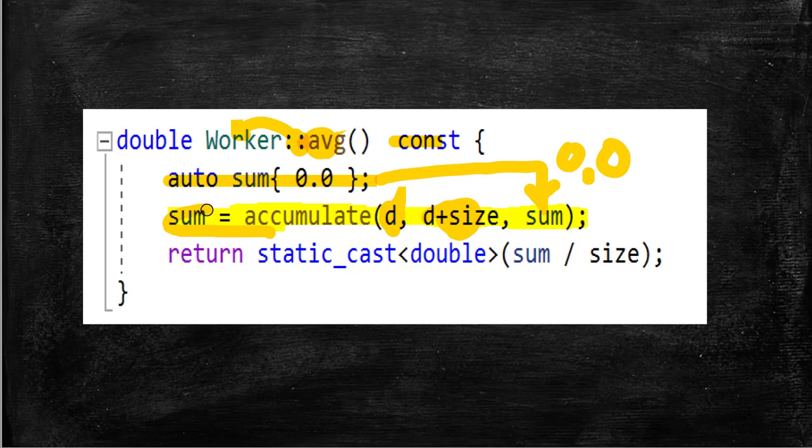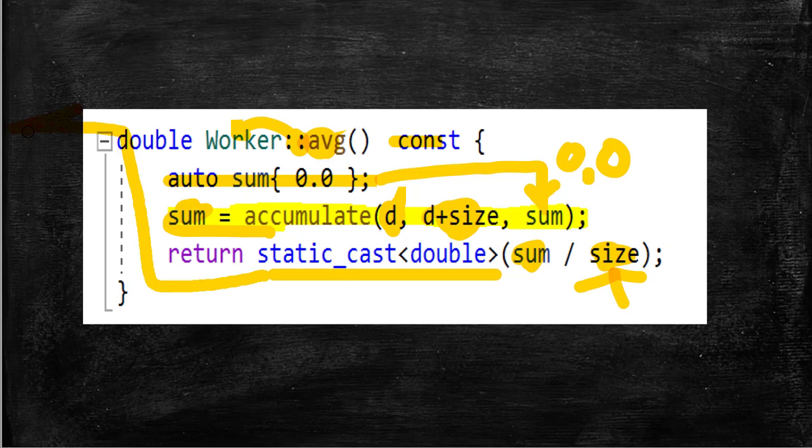Take that answer and put it in sum. Take sum, divide it by size. Well, where's size? I already know where size is. It's inside my object. Divide the two and make sure that the answer is a double and return it this way.